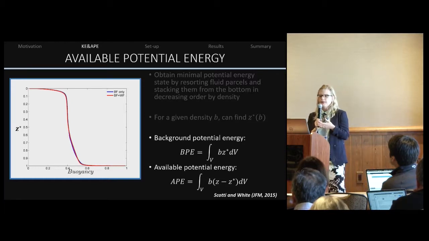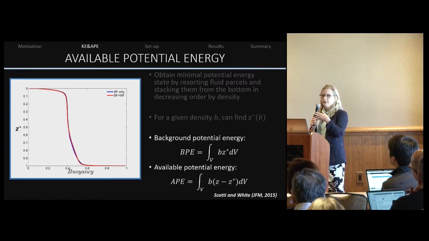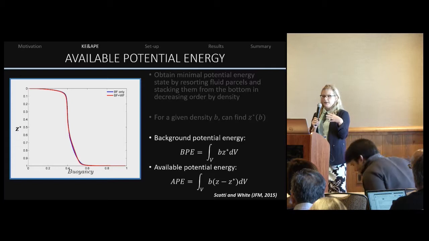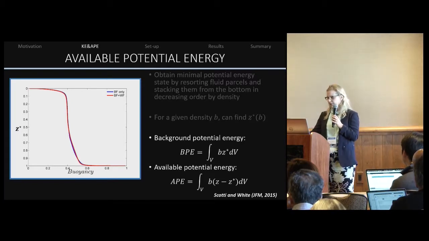So then we can define the background potential energy, which is basically a regular potential energy with the z height being replaced by z star. And then the available potential energy is the difference between total potential energy and the background potential energy.